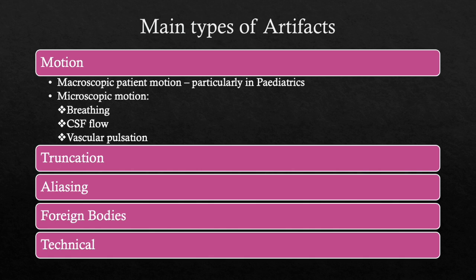So some of the artefacts I'm going to be discussing: motion. Under motion, we're going to be talking about macroscopic patient motion, which is the bulk gross patient movement that we are all familiar with. And then some microscopic motion, such as respiratory artefact, cardiac motion, blood flow, peristalsis, and also, particularly for neuro, CSF and vascular pulsation. Then we have some other examples we can go through involving truncation, aliasing, and foreign bodies. I've got some examples to show you, and then some technical aspects.